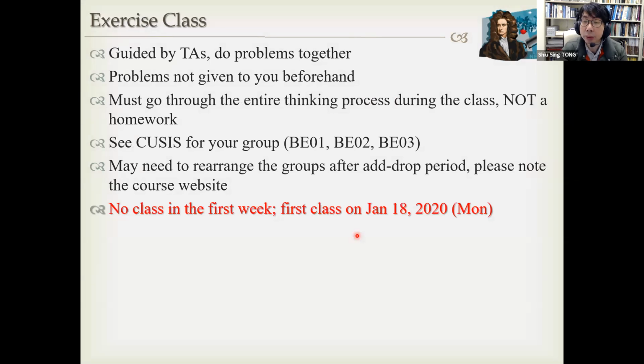And what are we going to do in the exercise class? In the exercise class, you will be guided by the TA to do one or two problems together. Those problems will not be given to you beforehand. That means the TA will give you the problem right at the lesson, but not before that. So you do not know what problem you are going to do in that class.